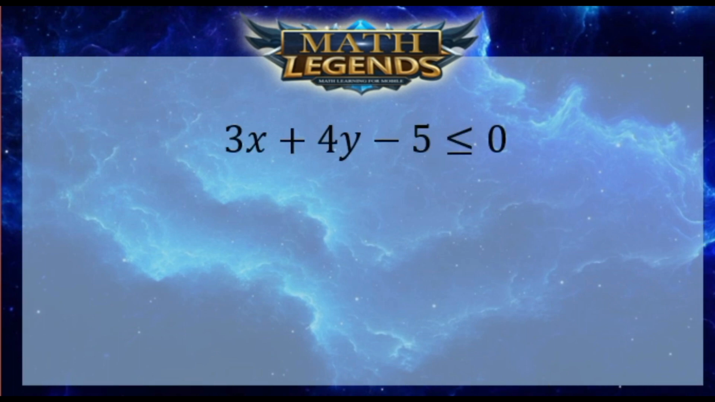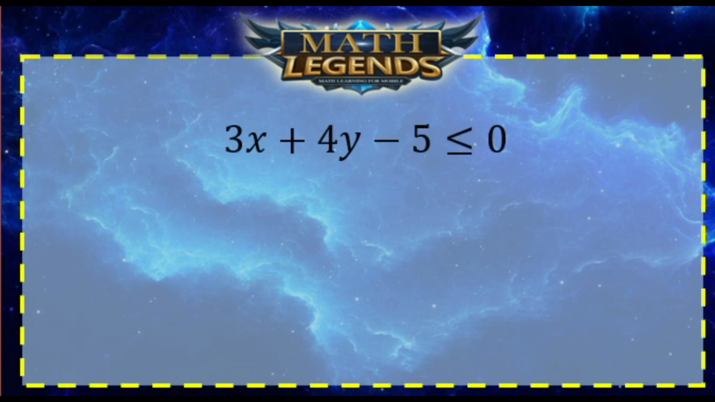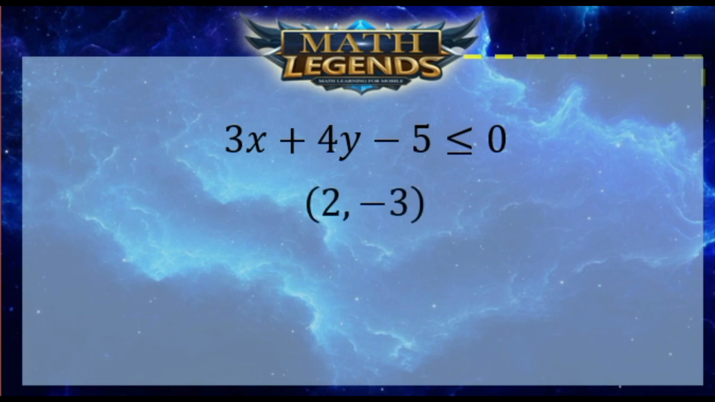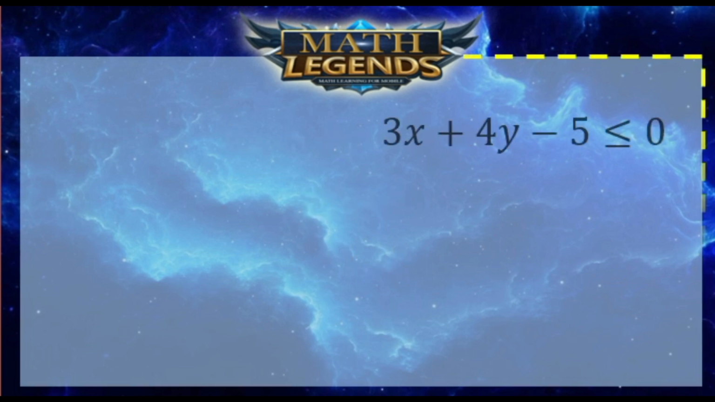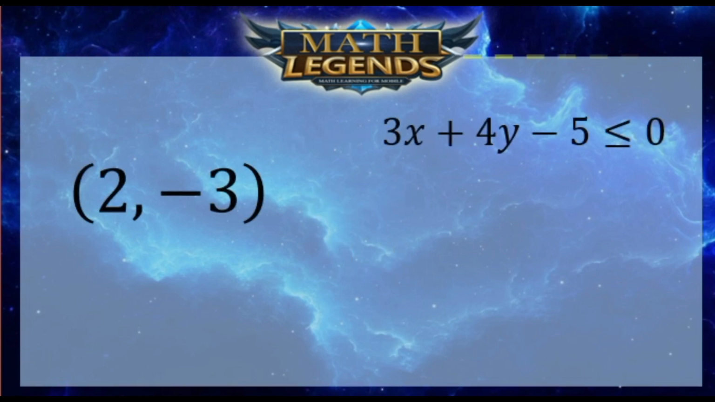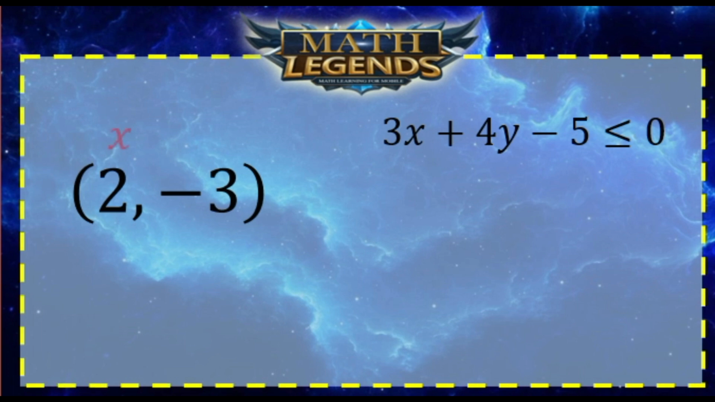So let us have an example: 3x plus 4y minus 5 is less than or equal to 0. Find which of the following ordered pairs is a solution of our given linear inequality. Let us have the first one, 2 and negative 3. What we are going to do is substitute the values of x and y in the given linear inequality. It must satisfy the given inequality in order to be a solution. So let x equal 2 and y equal negative 3.